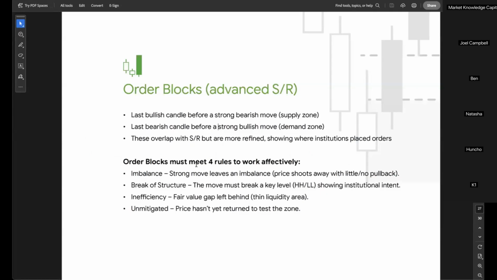So again, the order blocks must meet four rules. So imbalance, break of structure, inefficiency, and it must be unmitigated as well. As you guys saw, since it broke out of that order block, the price has not even come back down to test that zone. So you can tell that's already an order block.